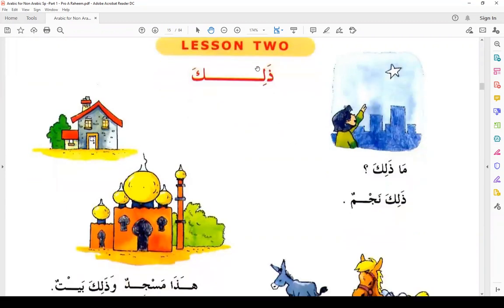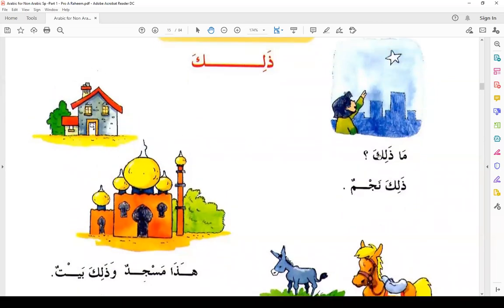Okay, and this lesson deals with dhalika. Now, we already mentioned this. What did we say about dhalika? Dhalika is used to demonstrate or to indicate when something is a distance away from us, it is far from us, and along with that, it is masculine. So, for instance, this boy or girl is looking at the star and is asking, Ma dhalika, what is that? And the answer is dhalika najmun. That is a star. We did that already.